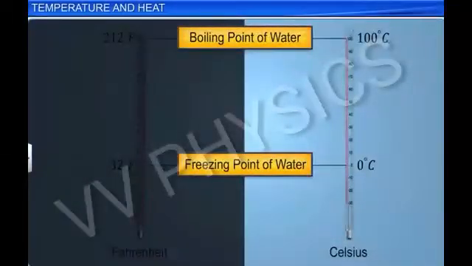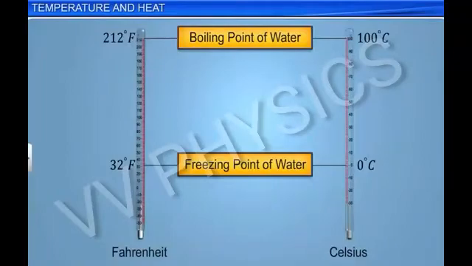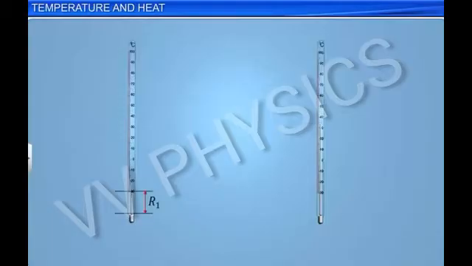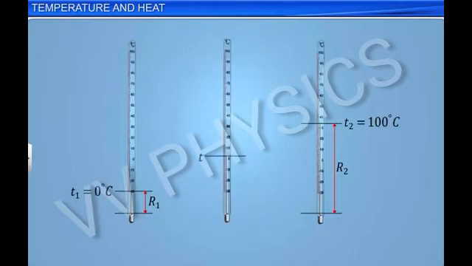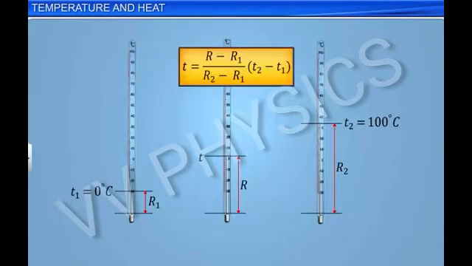These two reference points are used in many standard scales. In the Celsius scale, freezing and boiling points of water are taken as 0 degrees Celsius and 100 degrees Celsius respectively. In the Fahrenheit scale, they are taken as 32 degrees Fahrenheit and 212 degrees Fahrenheit respectively. If R1 and R2 are the values of the identified property at the two reference temperatures T1 and T2, then temperature T when the property has a value of R is given by T = (R − R1)/(R2 − R1) × (T2 − T1).